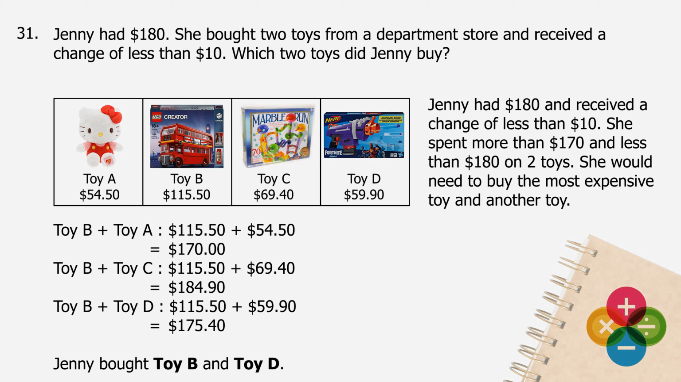Cost of toy B and toy D will be: add $115.50 to $59.90, and the sum is $175.40. The 2 toys that cost more than $170 and less than $180 will be toy B and toy D. Jenny bought toy B and toy D.